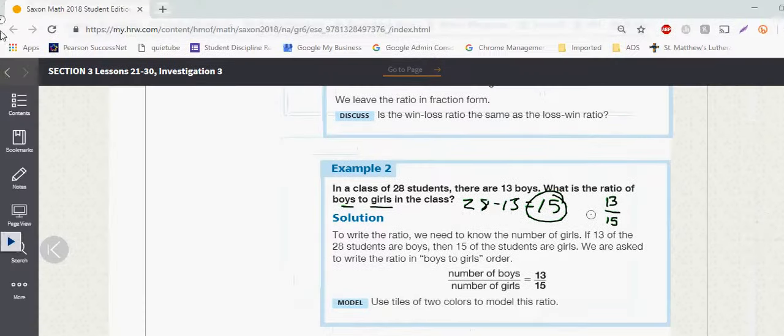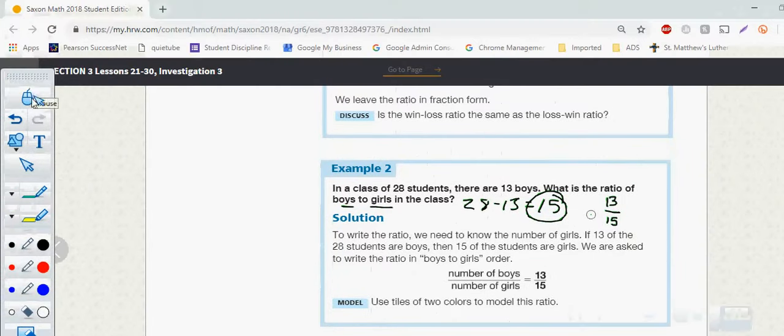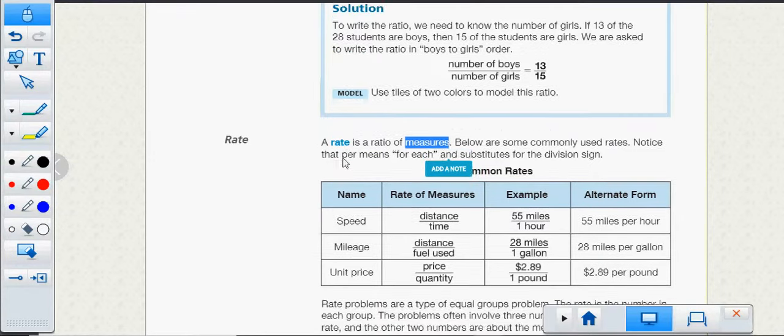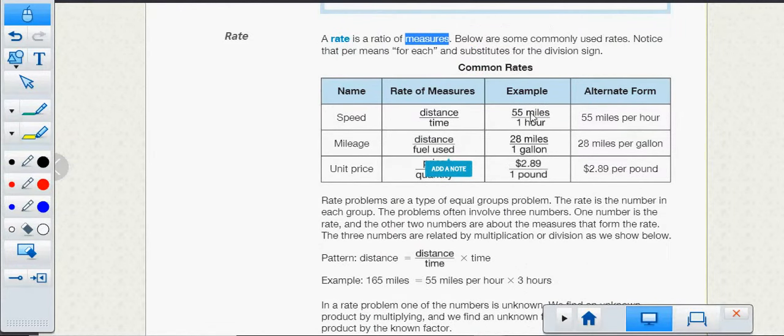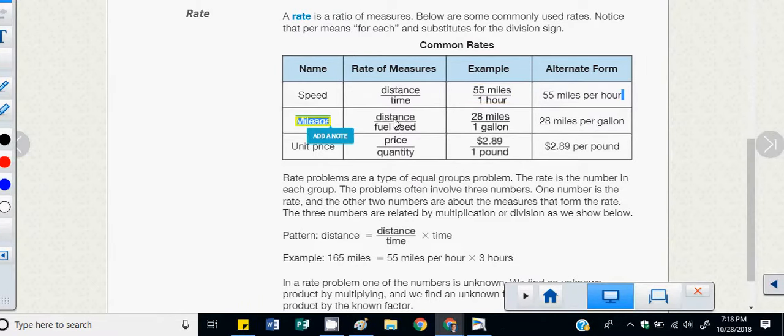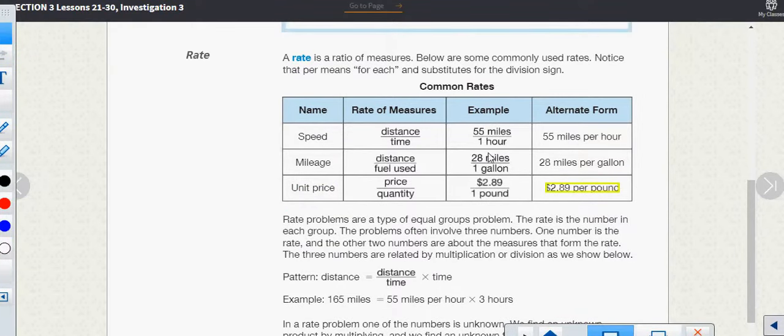Now, a rate is just like this. We're not learning something drastically different, so don't worry. Rate just means let's talk measures. Here are some common ones. For speed, we have miles per hour, sometimes shown as mph. Mileage is distance over fuel use, so maybe miles per gallon, often used when you're shopping for a car, to see what's going to get the best fuel efficiency. And unit price, price over quantity, like $2.89 per pound. And notice you can write it typically this way, or there's an alternate form there.